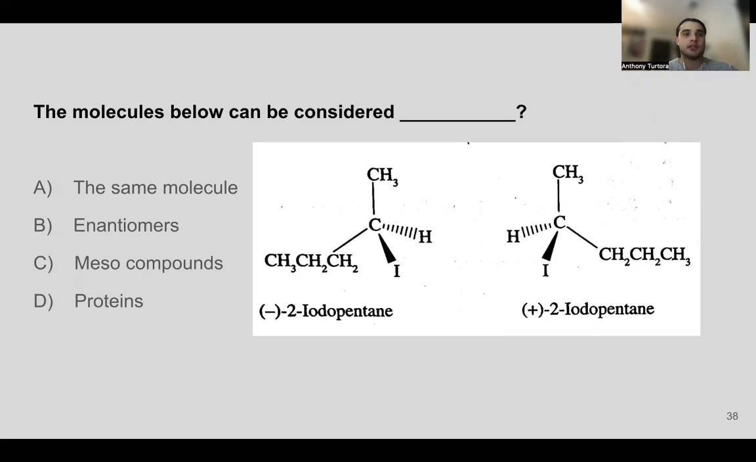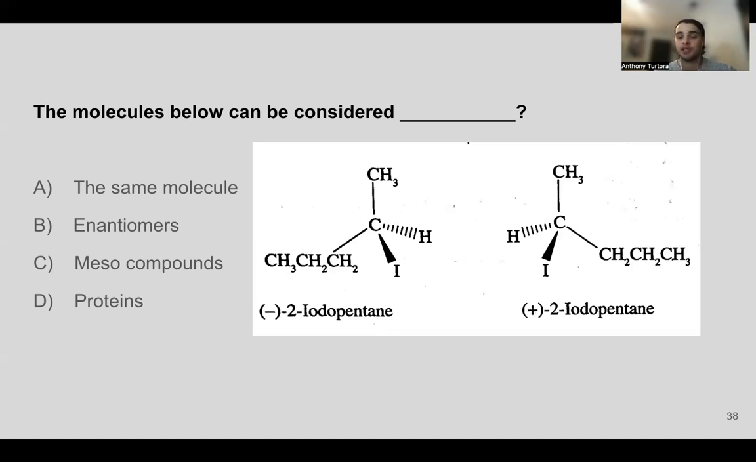So the question states the molecules below can be considered blank. When I'm looking at these two molecules, I'm trying to figure out whether they are A, the same molecule, B, enantiomers, C, meso compounds, or D, proteins. A is wrong. They're not the same molecule because even though their substituents have the same connectivity, they have a different configuration. So we know that they are at least stereoisomers. And since we can see that one is levorotatory, which is here negative, and the other dextrorotatory, which is here positive, we know that they are enantiomers.